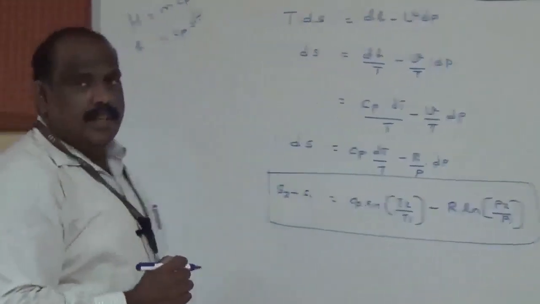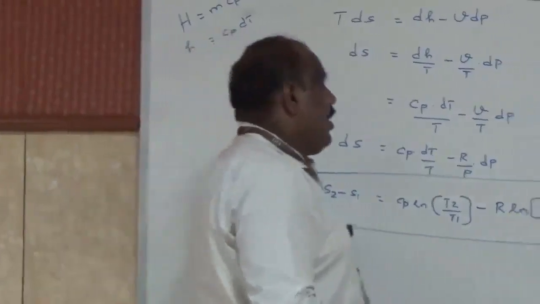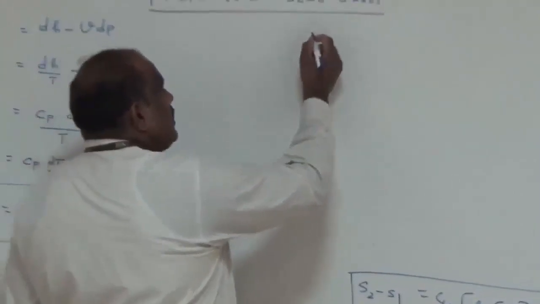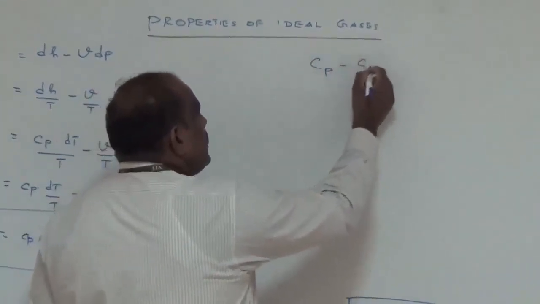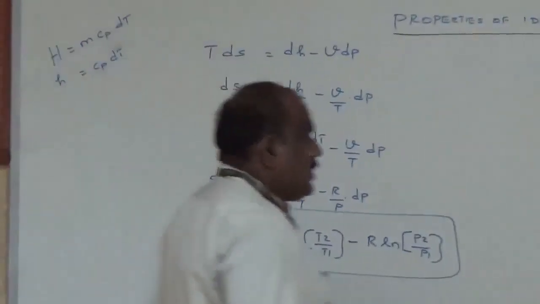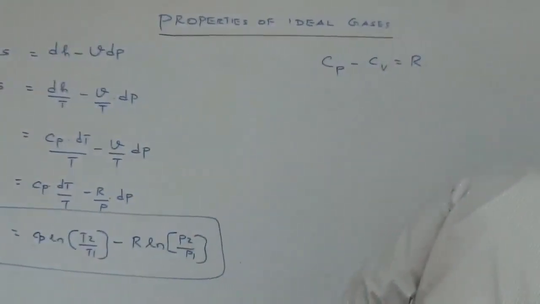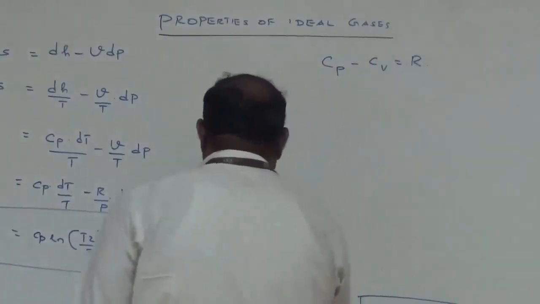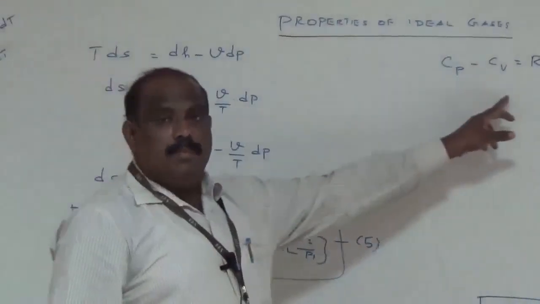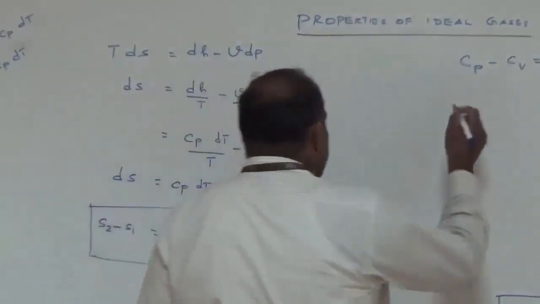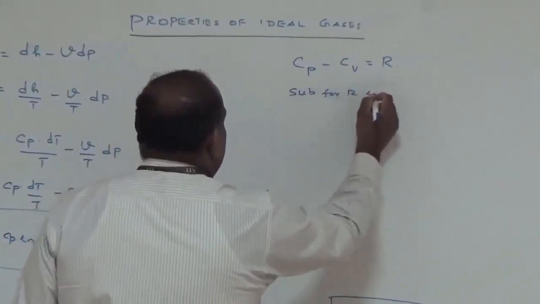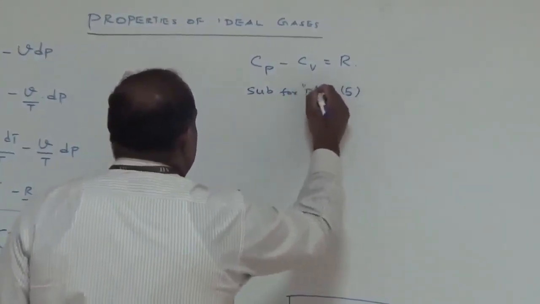It can be applied for any process. It is independent of the process. And what is the relationship between Cp, Cv and R? Cp minus Cv equals R. This is the relationship. So let us call this equation number 4 and this equation number 5. Now for R you substitute Cp minus Cv. Substituting for R in 5.